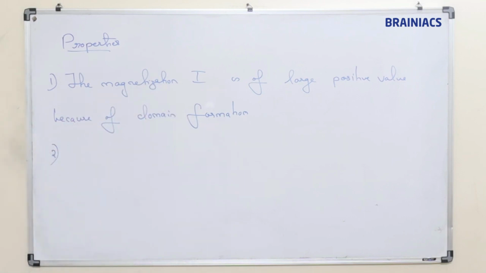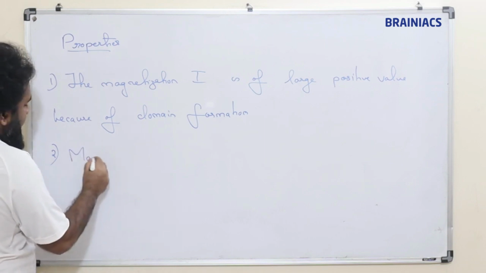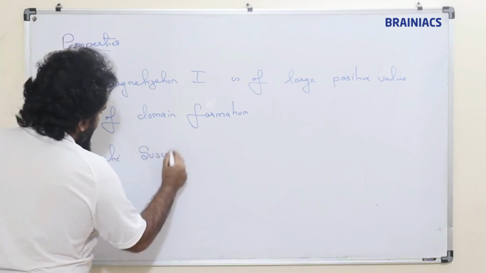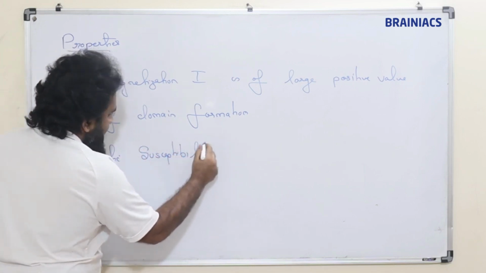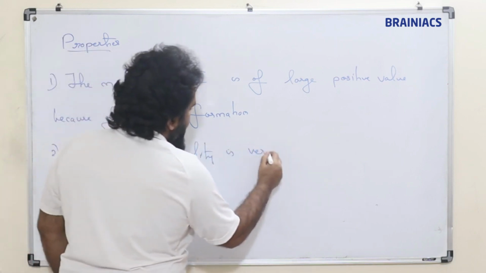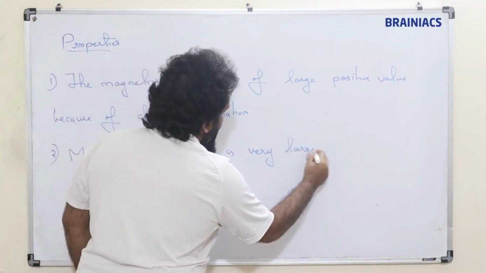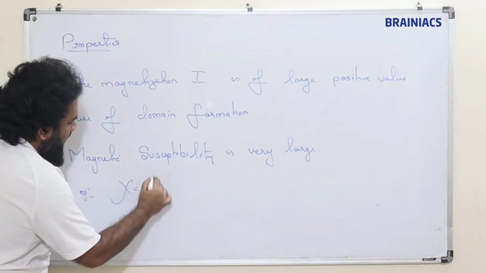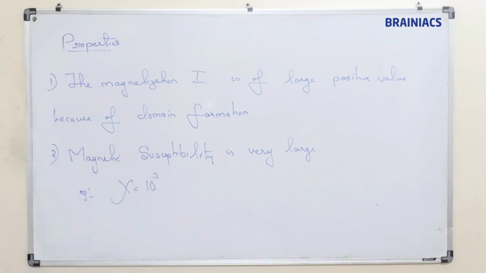Then susceptibility, magnetic susceptibility is very large. Magnetic susceptibility, say for example, will be of the order of 10 raised to 3, thousands of times, something like that. Okay, clear?